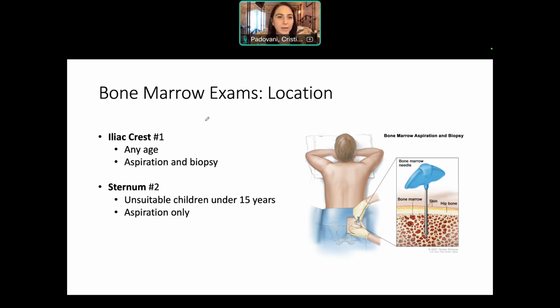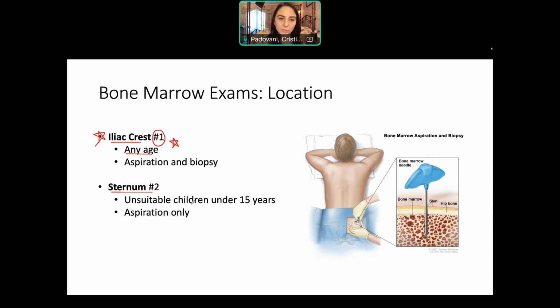So where do you take bone marrow aspirates or biopsies? Number one is the iliac crest, which is what's being shown here. I really like this picture. You go to the top of the ilium, and then you can do your aspirate and biopsy. This is any age. That's why the iliac crest is the number one choice, because you can do both an aspirate and a biopsy here. Here's a bone marrow needle. You stick in the needle, grind it in, pull back the fluid, and then you can also take out chunks. And there's your biopsy.